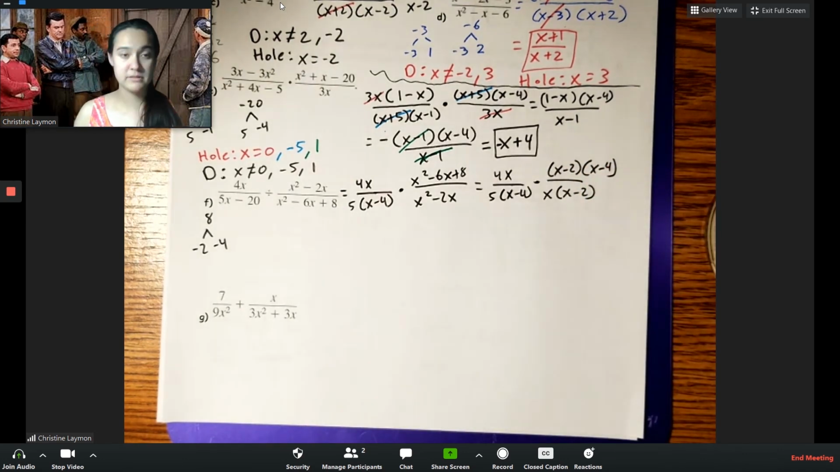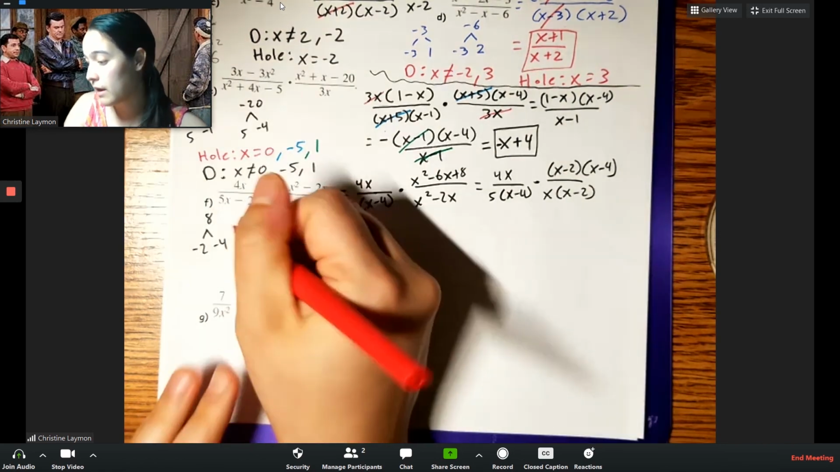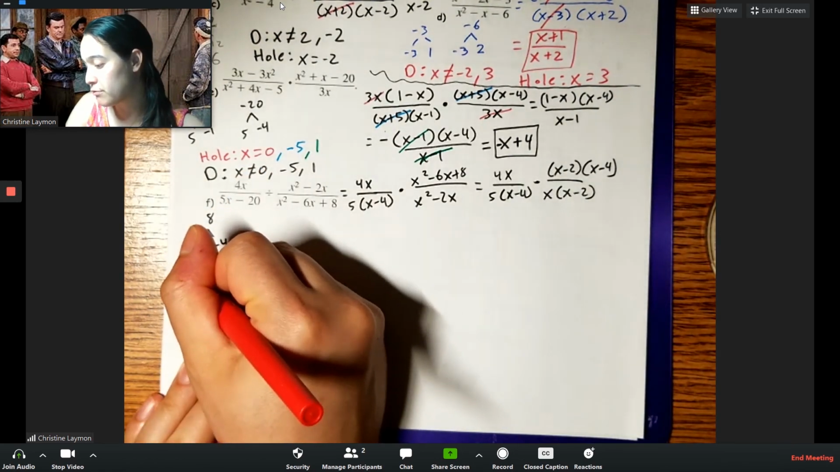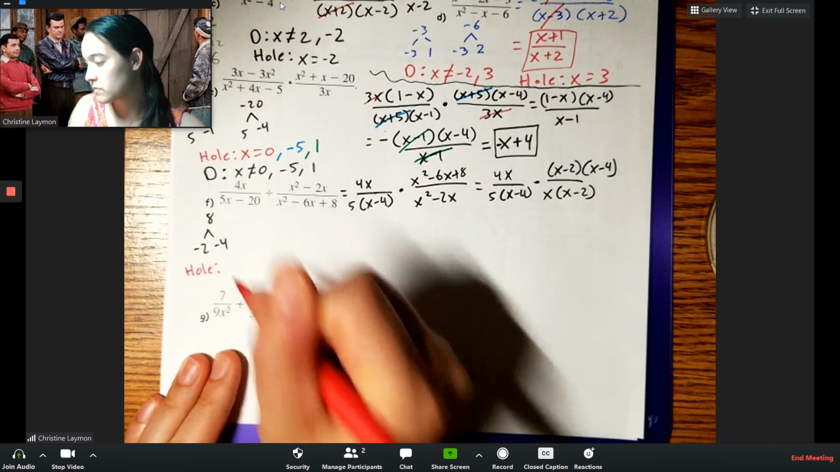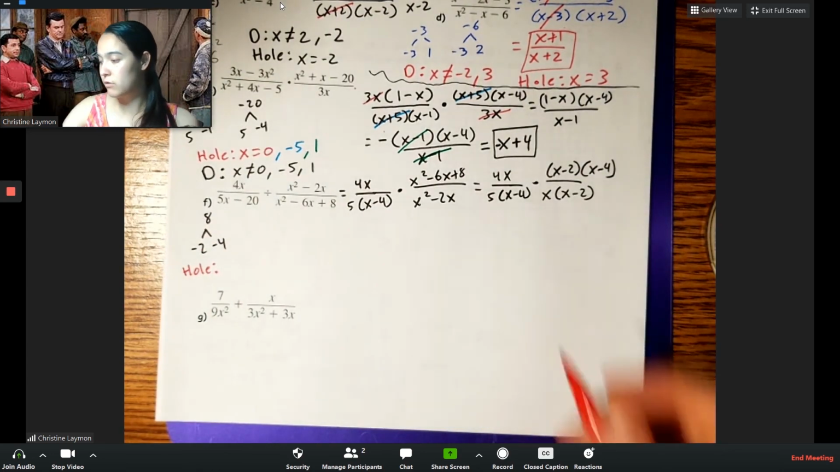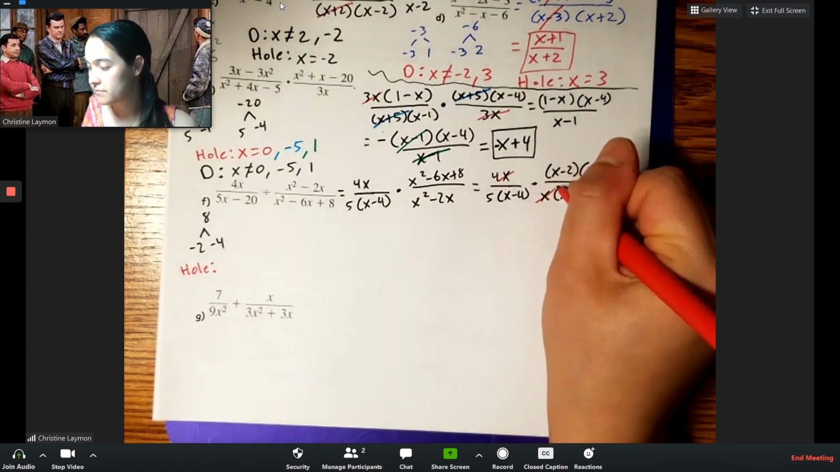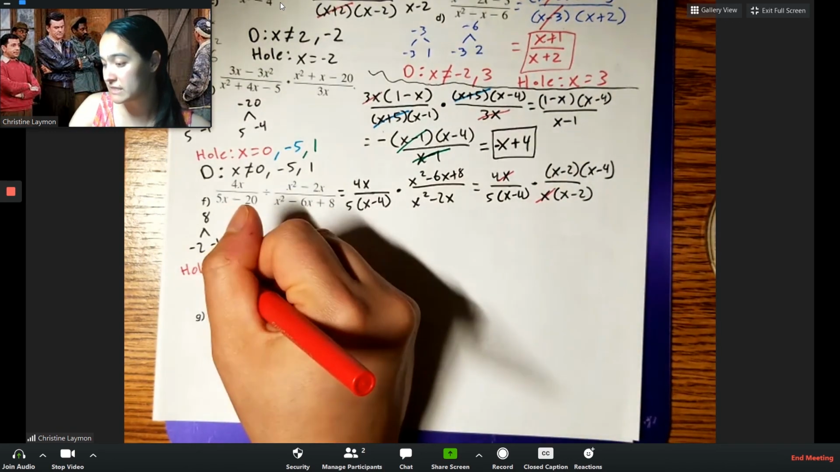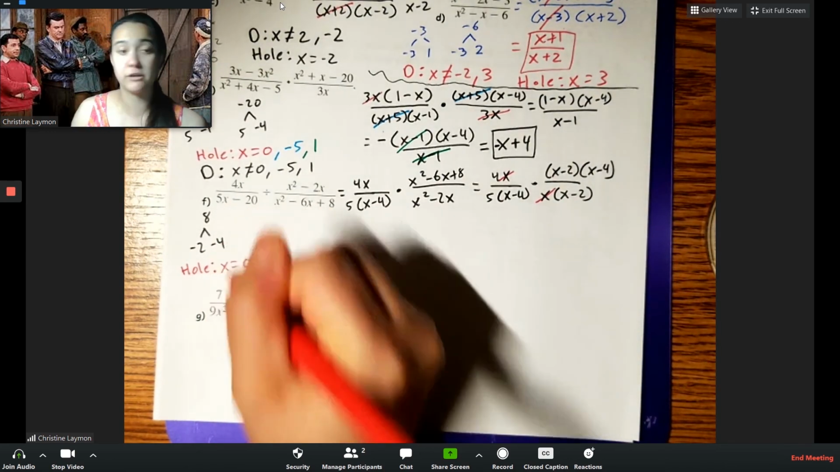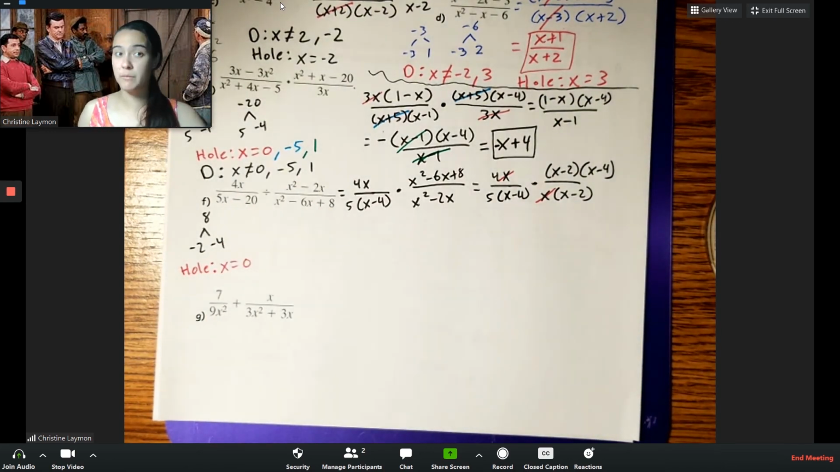All right, let's go ahead and get ready to cross stuff out and track our holes as we go through this. So I'm going to start by crossing off the x's here. So those x's are gone, which means I have a hole at x equals 0. And again, when I'm finding a hole or a vertical asymptote, whatever you're looking at, set it equal to 0, solve for x. So x equals 0.